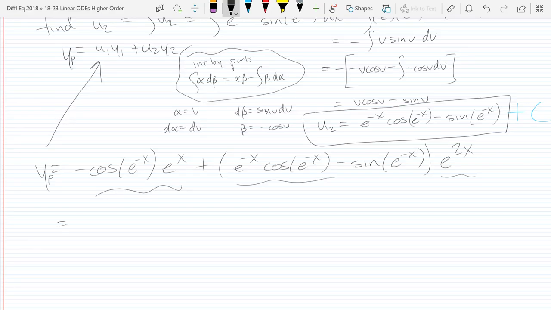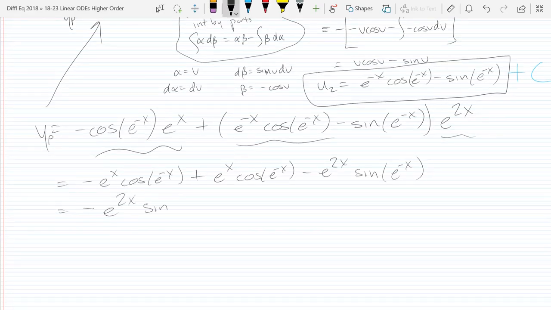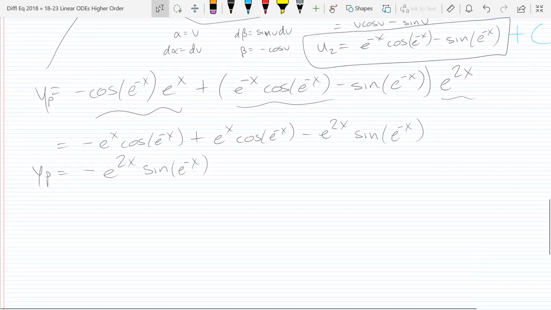So let's distribute. So we get minus e to the x cos e negative x plus, now e to the 2x times e to the negative x is e to the positive x cos e negative x, and then minus e to the 2x sine e to the minus x. So the first two terms are going to cancel each other out. So this is our particular solution right here, yp.